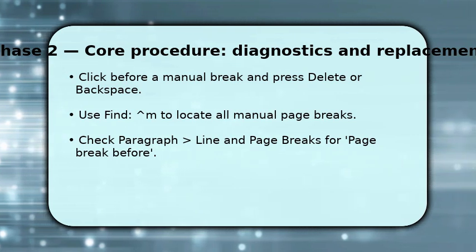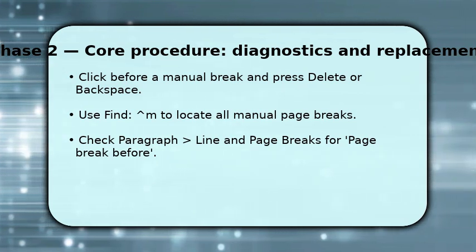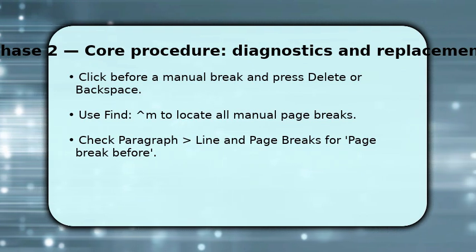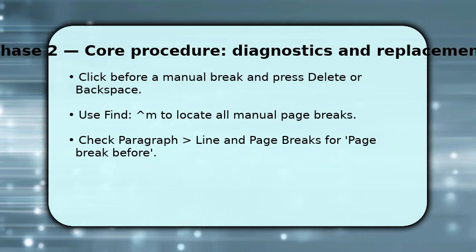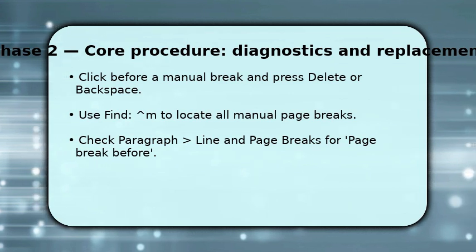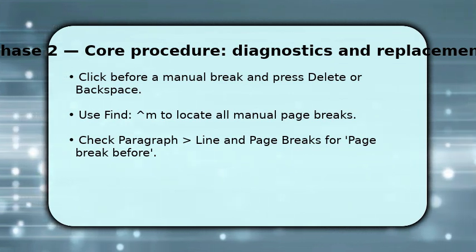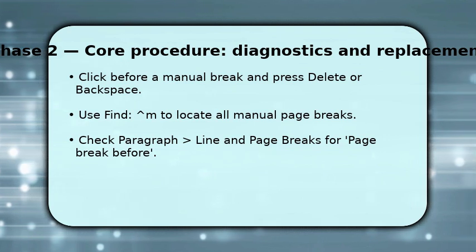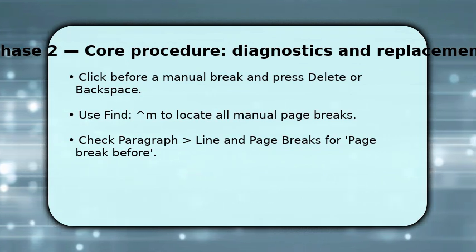If there are many, use Find with ^m to jump between manual breaks and remove them quickly. Next, inspect the Paragraph dialog's Line and Page Breaks tab. Uncheck Page Break Before for any style causing forced breaks. Once done, reflow text to confirm pagination looks natural, and save.